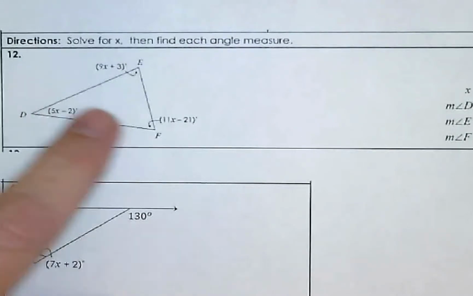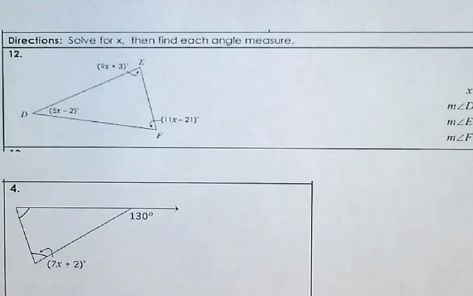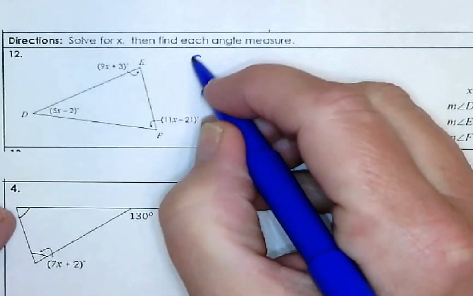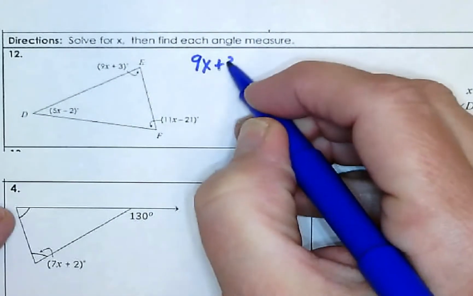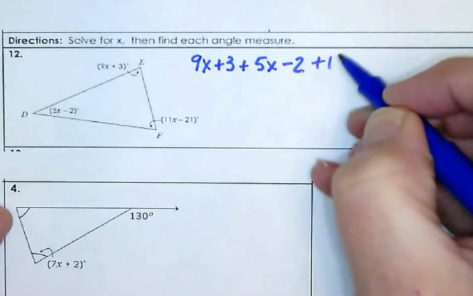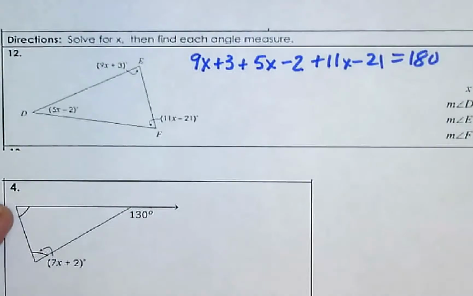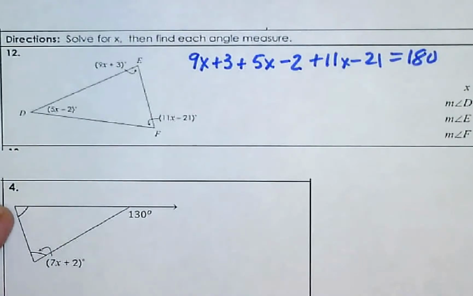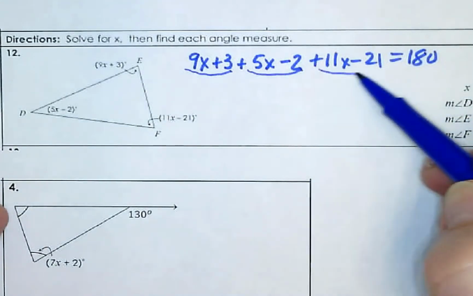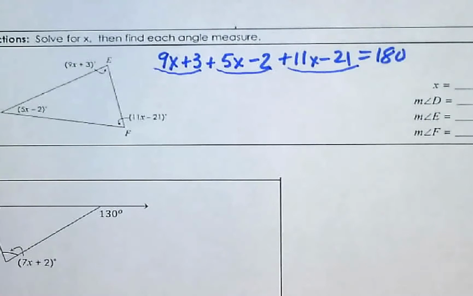So we know the 3 angles, E, D, and F. When I add them together, they're going to equal 180 degrees. So I'm going to write my equation to show that, adding them together, the sum is 180 degrees. So here's an angle, and an angle, and an angle. So the sum of the 3 angles will total 180 degrees.